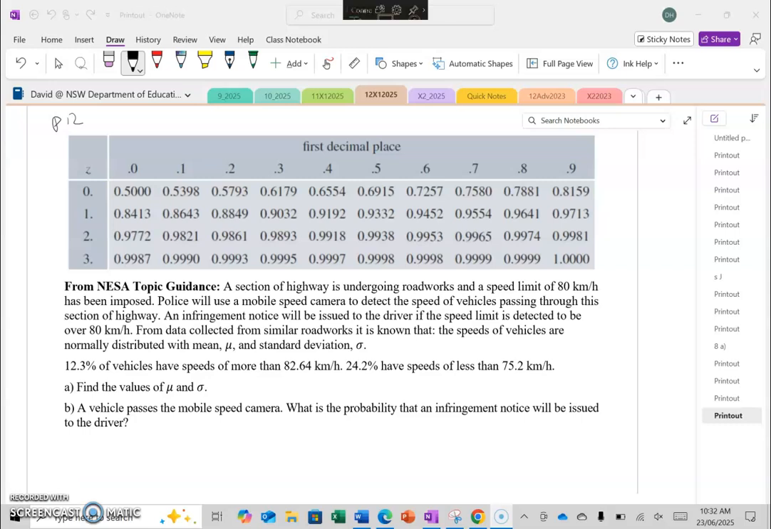Okay, so page 12. We're not actually going to use that table. We're going to use the table with 2 decimal places to get more accuracy. But let's read the question.